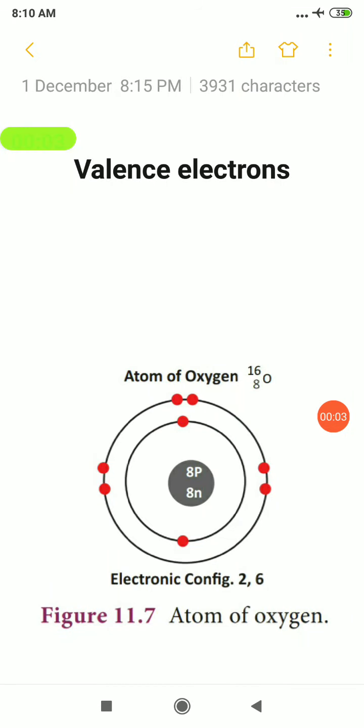In 9th standard chemistry, the lesson number 2, that is atomic structure, we have been discussing. In the former videos, we have seen the various atomic models proposed by different scientists and the drawbacks of those models, everything we have completed. And now, today, we are going to see the topic called valence electrons.